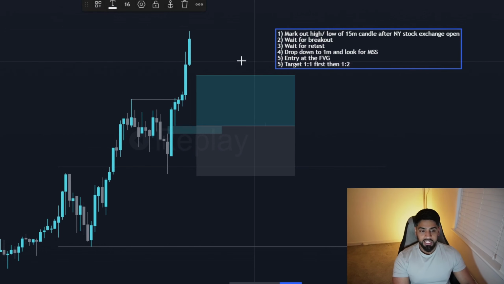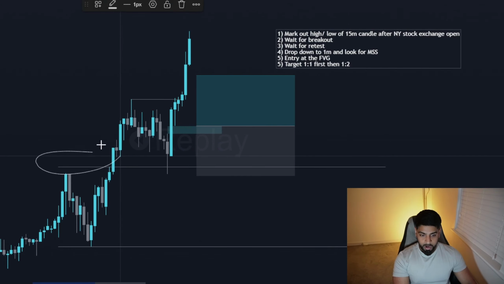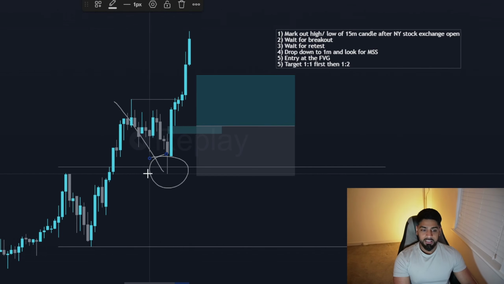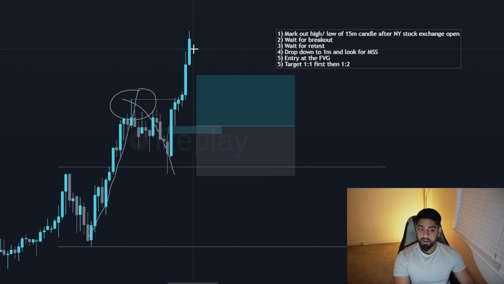So let's go through our checklist one last time to make sure we understand everything correctly. We mark out the high and the low of the first 15-minute candle after the New York Stock Exchange open. We then wait for a breakout. Once we get that breakout, we wait for a retest. Once we get that retest, we're on the 1-minute time frame looking for a market structure shift. Now in a pro trend direction, we're not looking for a market structure shift. We're looking for a breakout to the upside, a continuation.